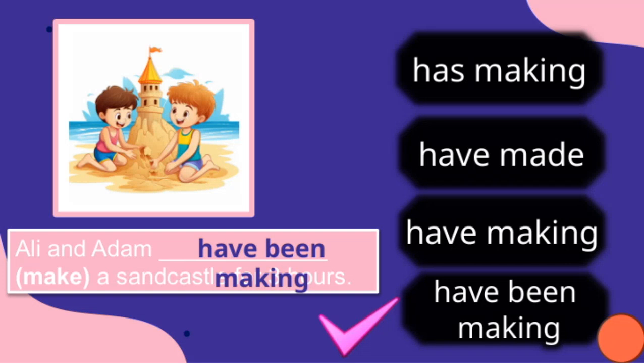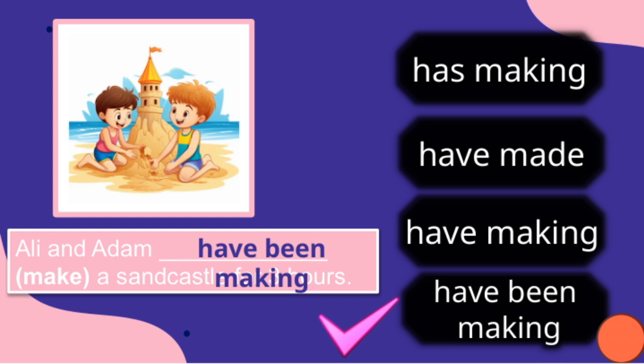Now let's take a look at this sentence. Ali and Adam make a sandcastle for 3 hours. Here, we're exploring different ways to express ongoing actions in the past using perfect and continuous tenses. For example, have been making indicates that they started making the sandcastle in the past and continued doing so for a period of time up to now.